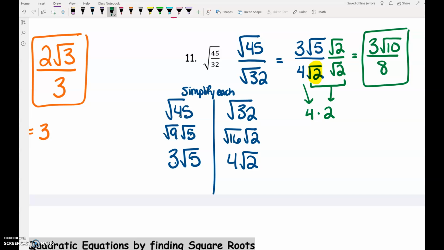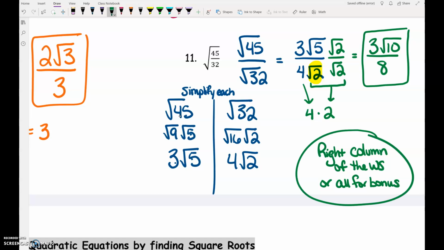Once you get your worksheet, I want you to do the problems on the right side of the page. So the right column of the worksheet, or all of them for bonus. I didn't think I was giving you any more bonus this unit, but hey, I guess I am, because why not?